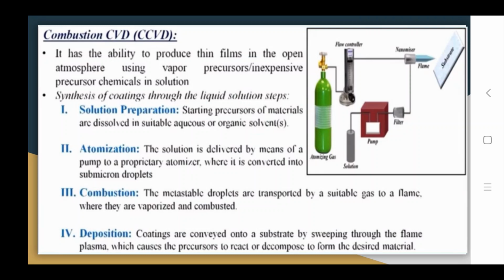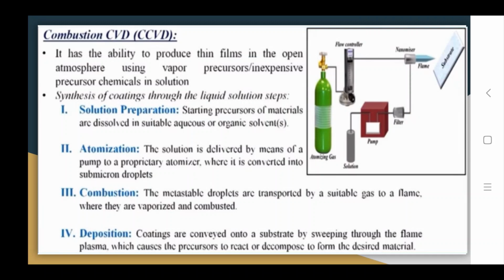First one is called solution preparation. This is the first step, starting with precursor materials dissolved in a suitable aqueous or maybe organic solvent. So here we are putting the solution over there. This solution goes by pump to a particular nebulizer or maybe that gun, which is going to spread those materials onto the surface itself.